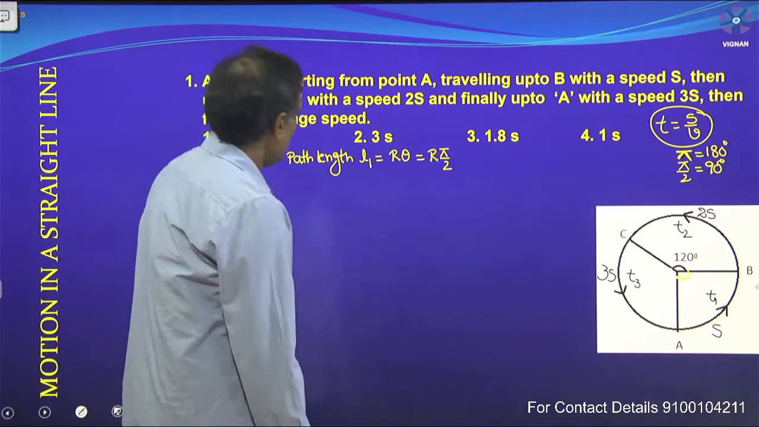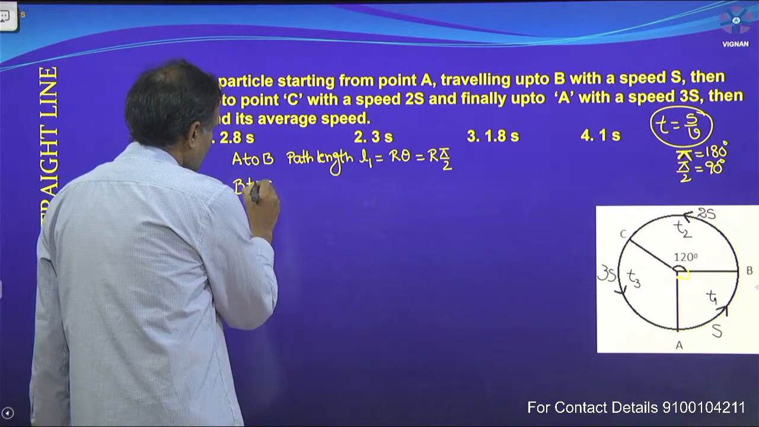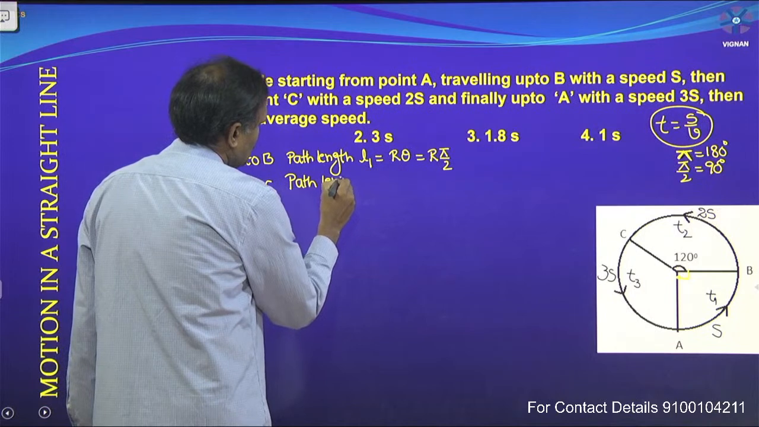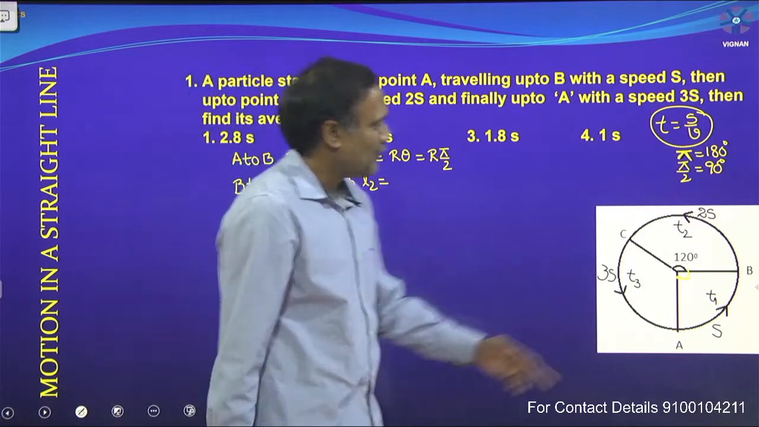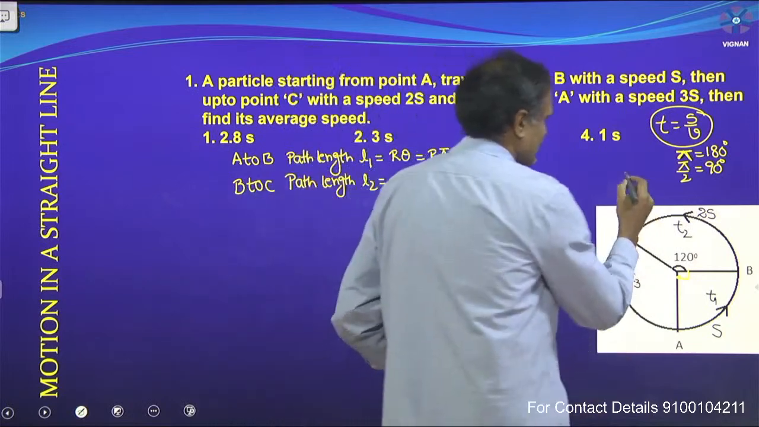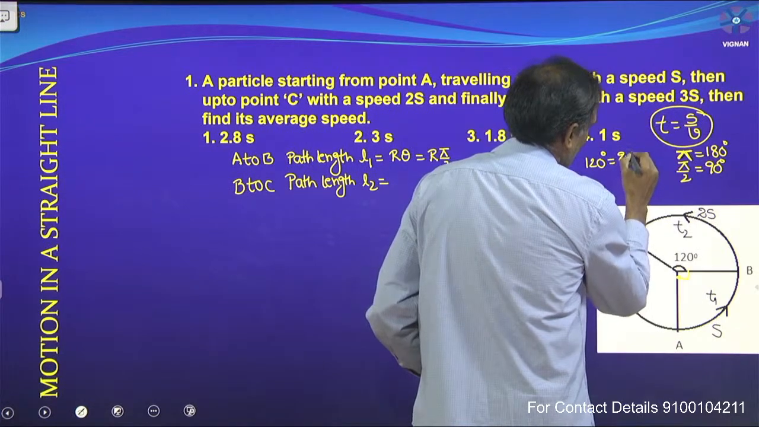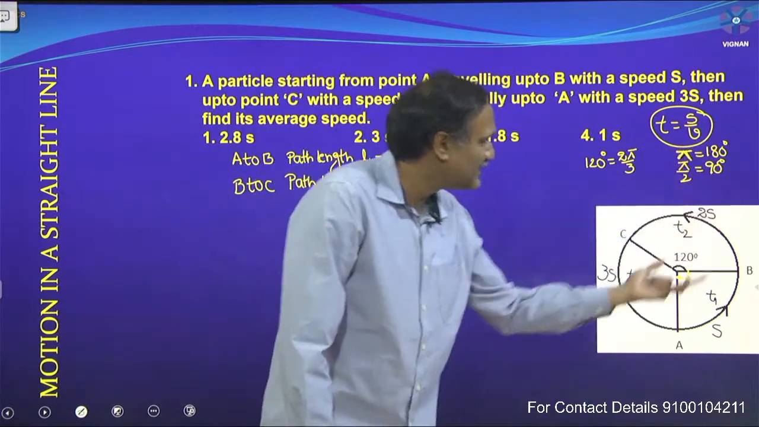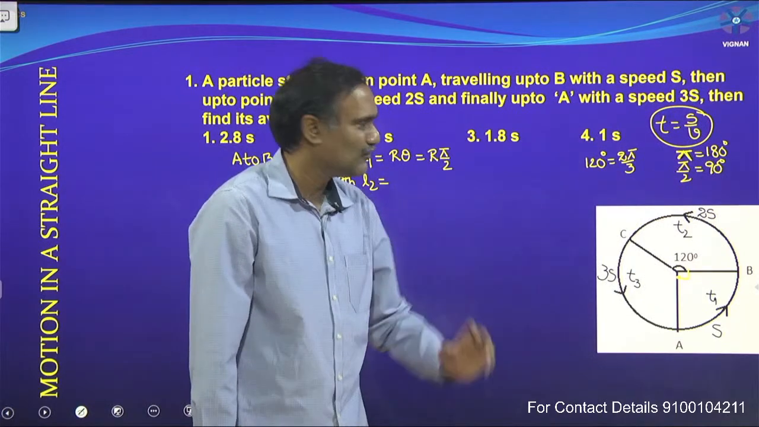Remember that. Now, while it travels from B to C, what is the path length? While it travels from B to C, its path length L2 is equal to, now you tell me, 120 degrees, nothing but 2 pi by 3. Observe that 120 degrees is nothing but 2 pi by 3. What is pi by 3? 180 divided by 3, 60 degrees. 60 into 2, 120 degrees.